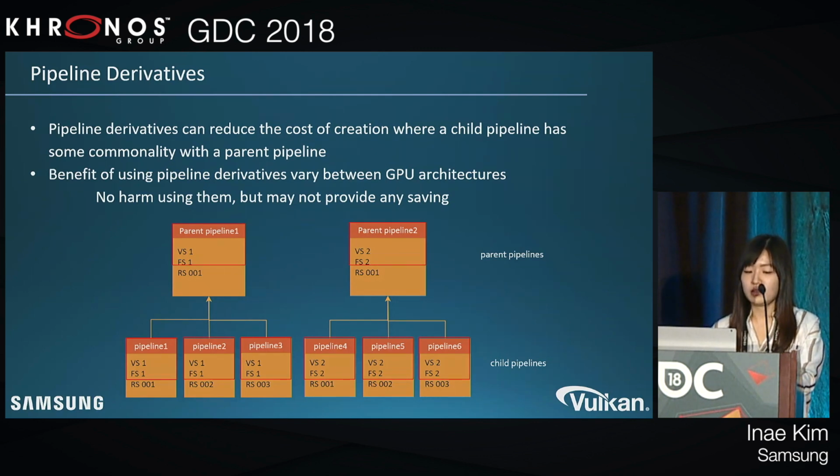Let's move to the next point for improving loading speed with pipeline derivatives. A pipeline derivative is a child pipeline created from a parent pipeline. If you use pipeline derivatives, the cost of creation will reduce when the child pipeline has commonality with the parent pipeline. But in a real game case, it may not be helpful for optimizing performance because it depends on the shader situation. And the benefit of using pipeline derivatives varies between GPU architectures. A GPU architecture may not support this function, but it won't cause bad performance, it just doesn't work with derivatives.